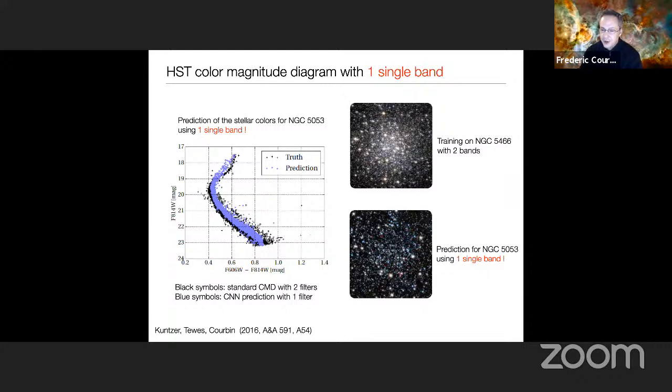Of course, we selected a cluster that had two filters in the HST archive, but we used only one with the machine learning method, and two filters to get the reference, so let's say the true color magnitude diagram. And you see, it's pretty much the same diagram. There are some differences here, but overall, if you want to classify roughly the stars, you can do this with CNNs and one single filter like Euclid. So that's a pure imaging problem, but it's fundamental in addressing almost all the other problems that Euclid will want to answer.